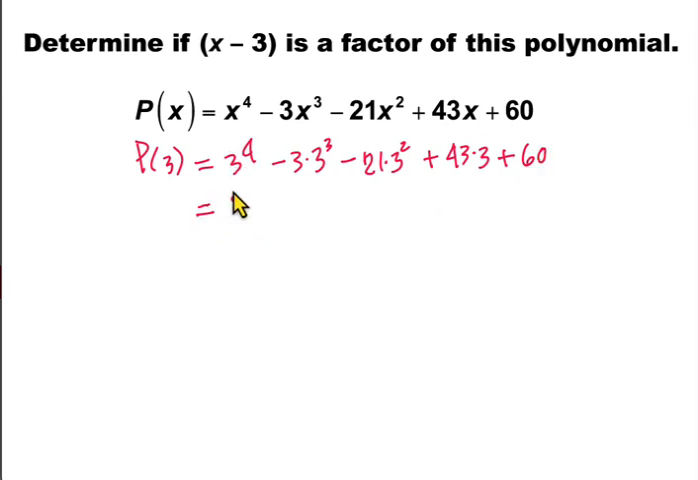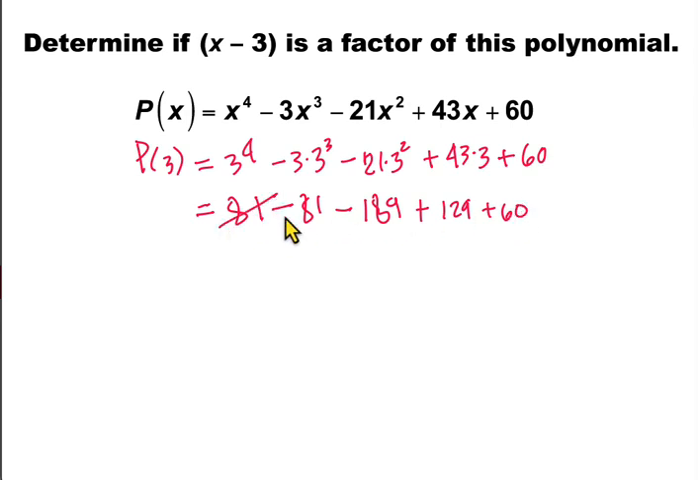Simplifying, we get 3 to the 4th is equal to 81. 3 cubed is 27 times 3 is also 81. 3 squared is 9 times 21 is 189. 43 times 3 is 129 plus 60.